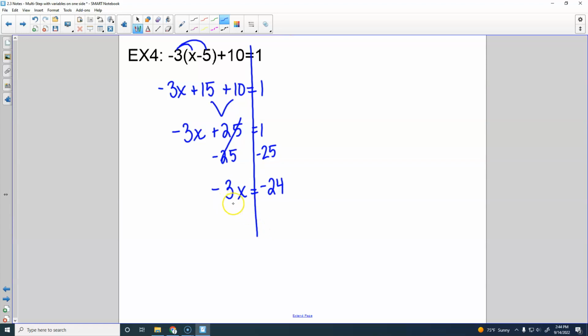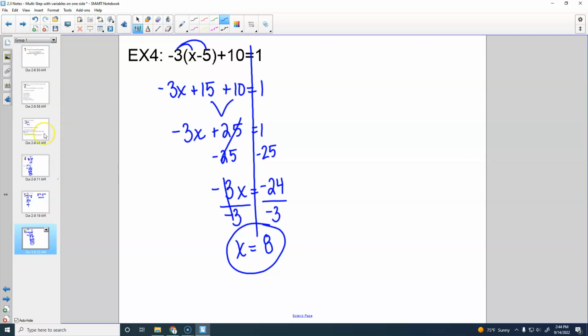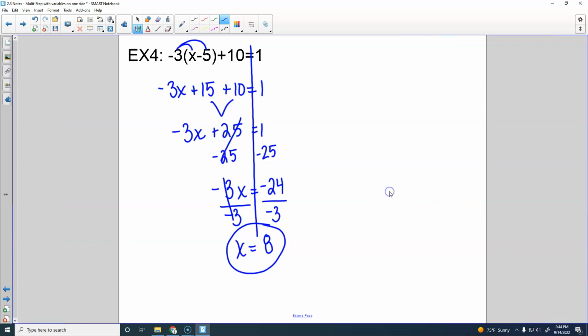Okay. Now our last step here is to divide by negative 3. That will give us a positive 8. All right, questions. This one included all the steps. It's basically what you're going to run into. All right, so your assignment is going to be a worksheet. I'm going to pass it out here for you.